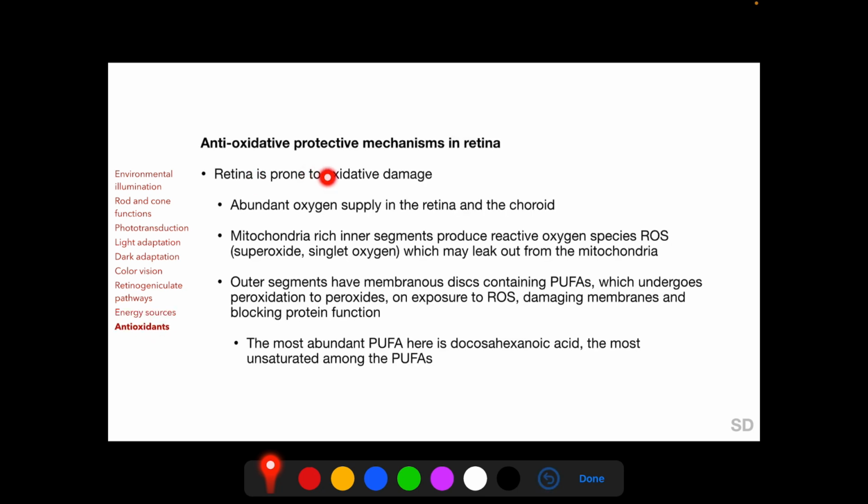Retina is prone to oxidative damage because of abundant oxygen supply in the retina and the choroid. The inner segments of the photoreceptors, being mitochondria rich, produce reactive oxygen species which may leak out from the mitochondria. The membranous discs in the outer segments of the photoreceptors contain polyunsaturated fatty acids which undergo peroxidation to peroxides on exposure to reactive oxygen species, damaging these membranes and blocking protein function. The most abundant PUFA in photoreceptor membranous discs is docosahexaenoic acid, the most unsaturated among the PUFAs.